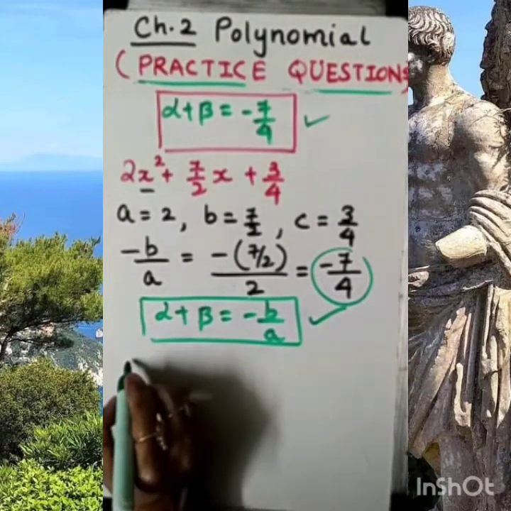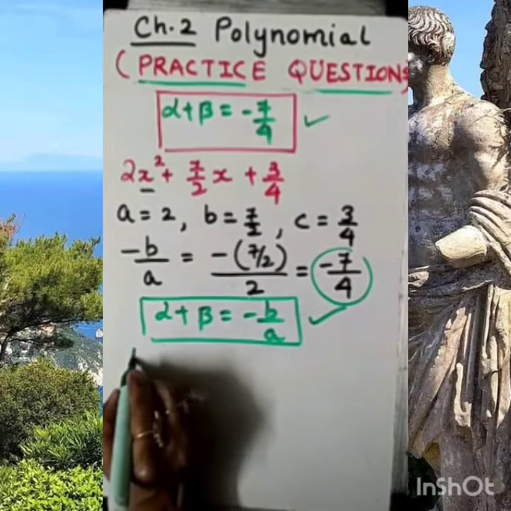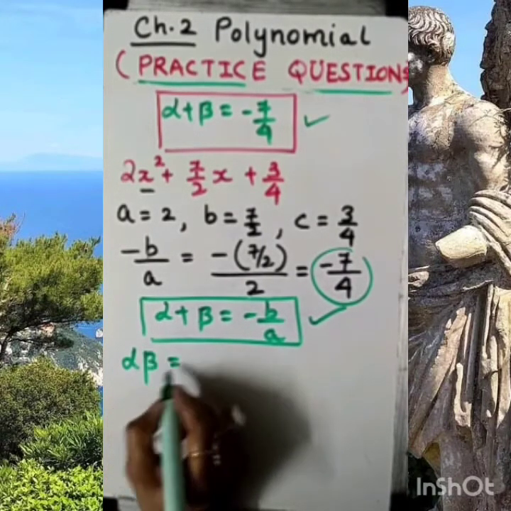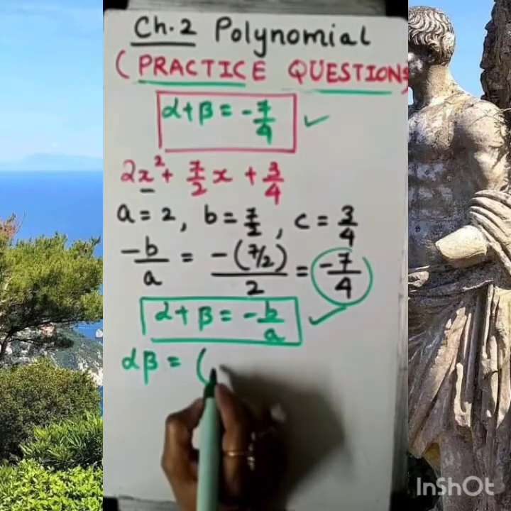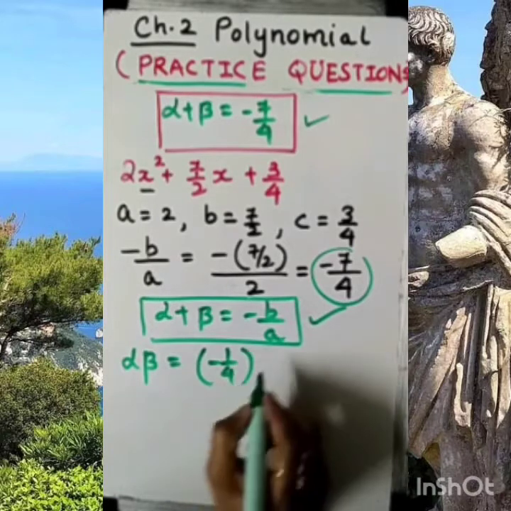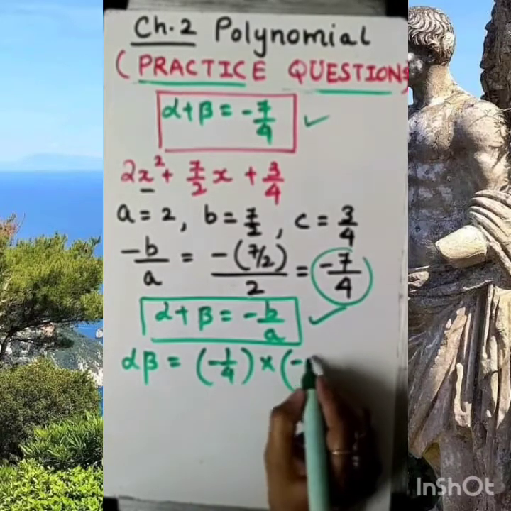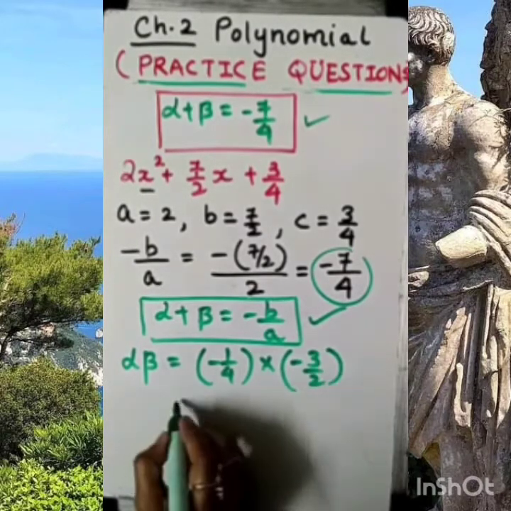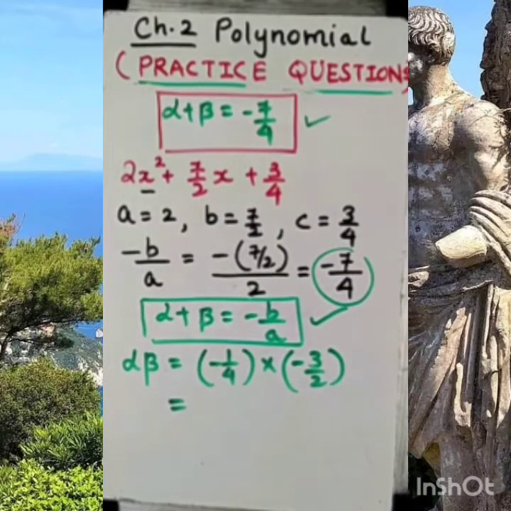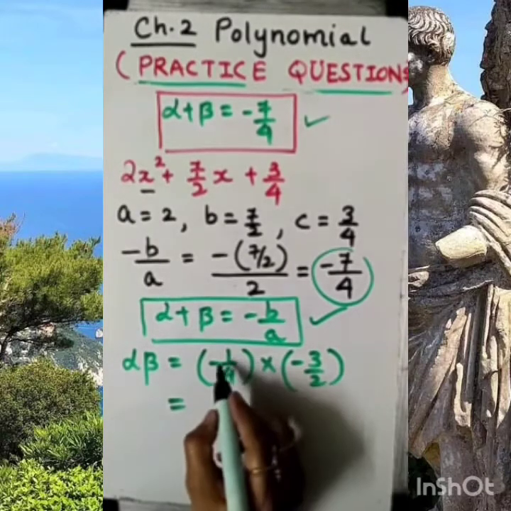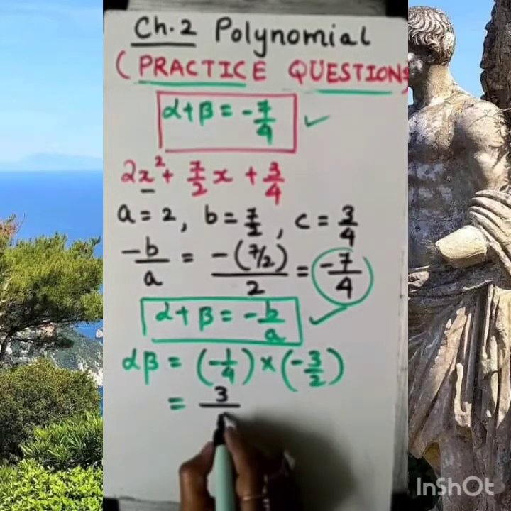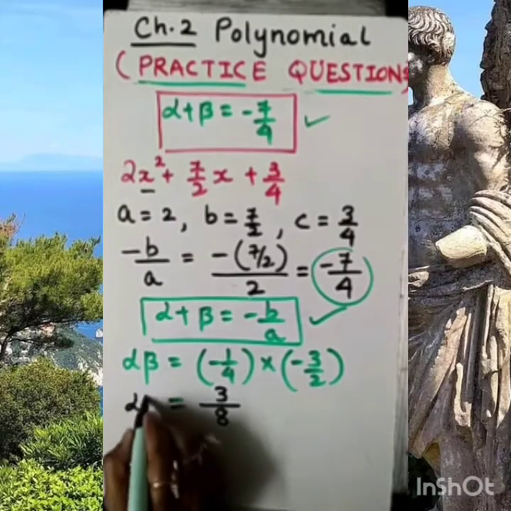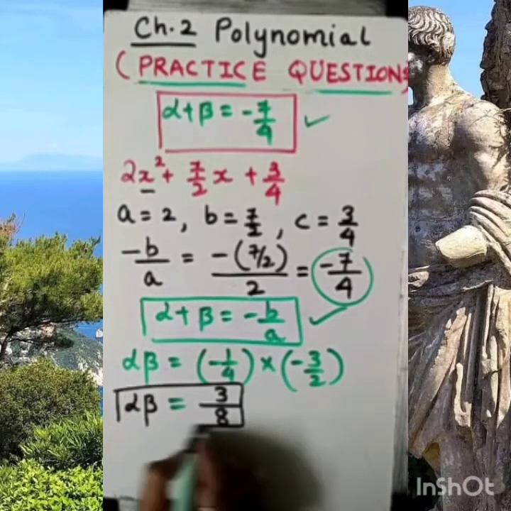Now let's work on alpha beta, that is the product of the two zeros. The first zero was minus 1 by 4, and the other zero was minus 3 by 2. So let's multiply. If we multiply, minus minus will be plus. So it will become 1 times 3 is 3, 4 times 2 is 8. So the product of the two zeros is coming 3 by 8.